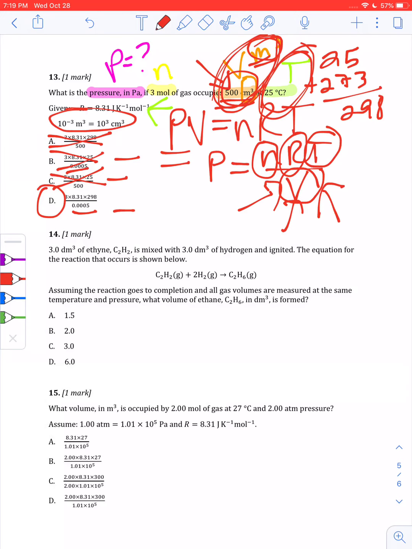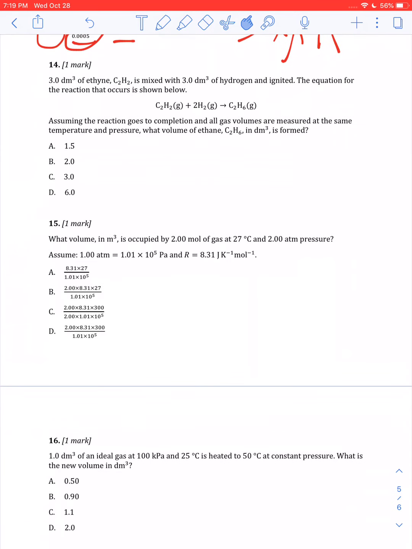If you know that temperature has to be Kelvin and that volume has to be cubic meters, then you should know 525 should not appear in your answers. And so the only one that doesn't have 500 or 25 is D, because it has both the temperature and the volume converted to the correct units that they need to be in. Okay.